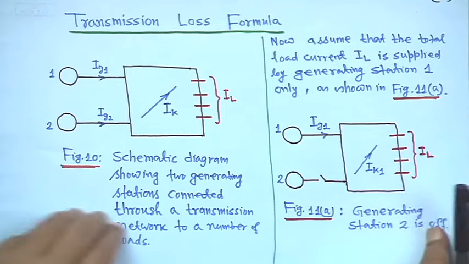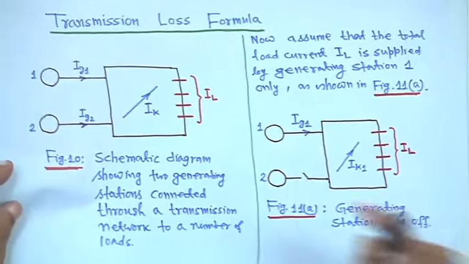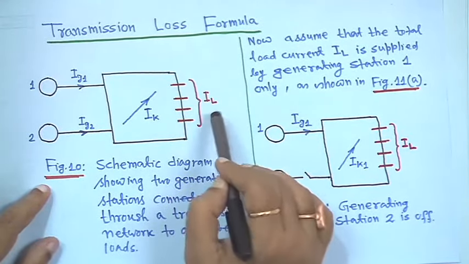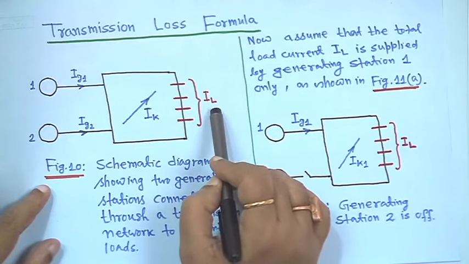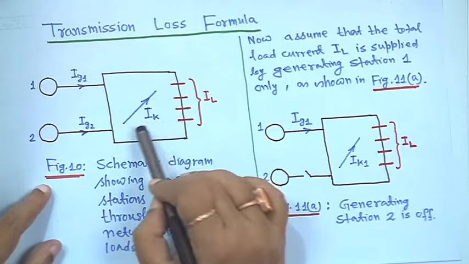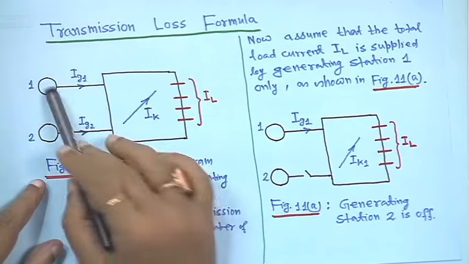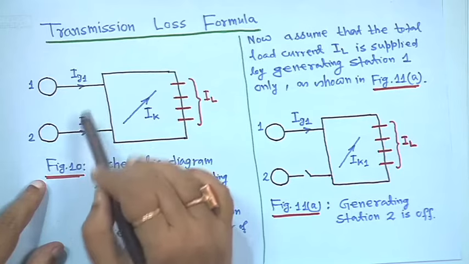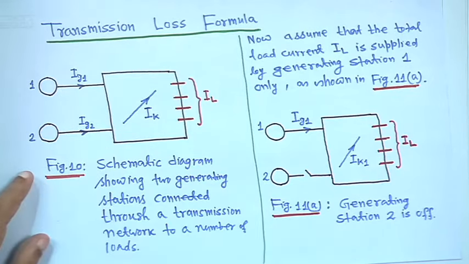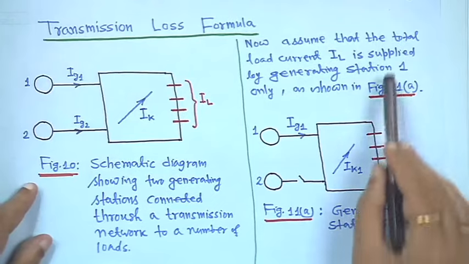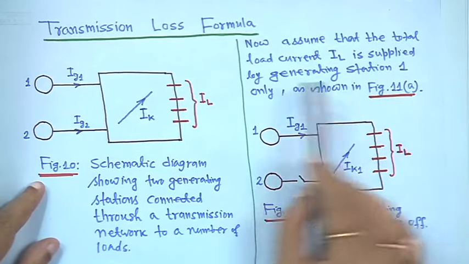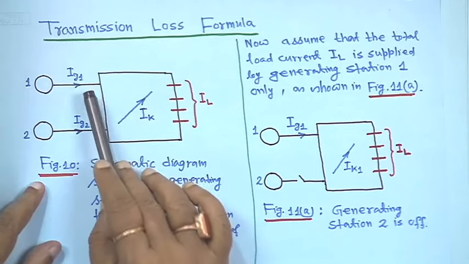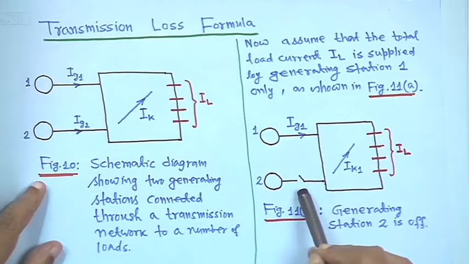Now, it is a transmission network, it has a number of buses. The total load current is IL, and one particular branch K has current IK, and the currents from generator 1 and generator 2 are IG1 and IG2. Now, assume that the total load current is supplied by generating station 1. That means generator 2 is off.